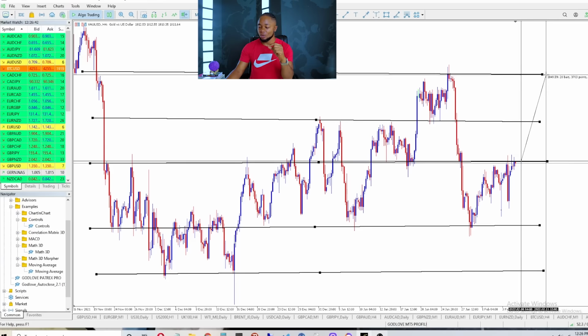Remember, we're talking in terms of probabilities, all right? Because in Forex trading, anything can happen. I already have an idea of where the Forex market can be heading. What I do now is, depending on how many trades I want to open, also depending on my lot size, my account size and my risk appetite, I can move down to the lower time frame.